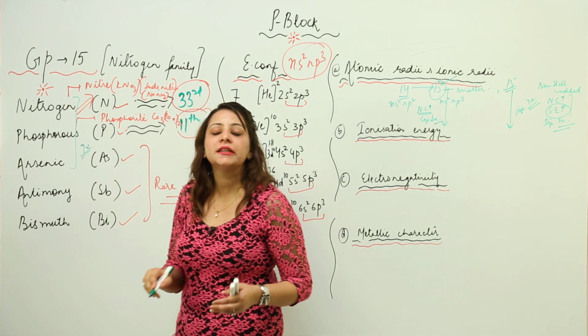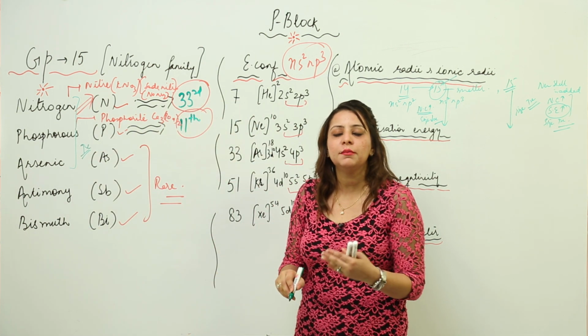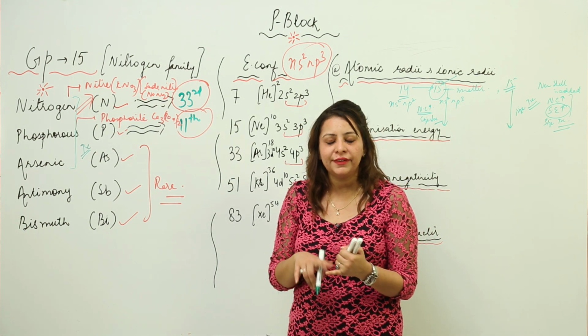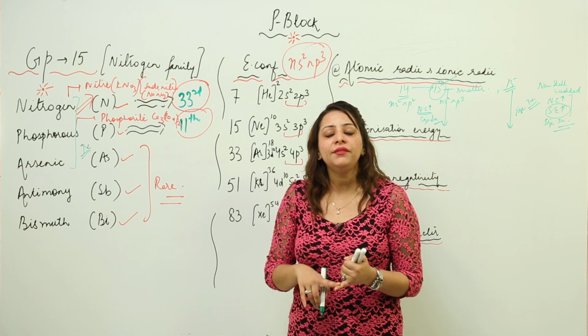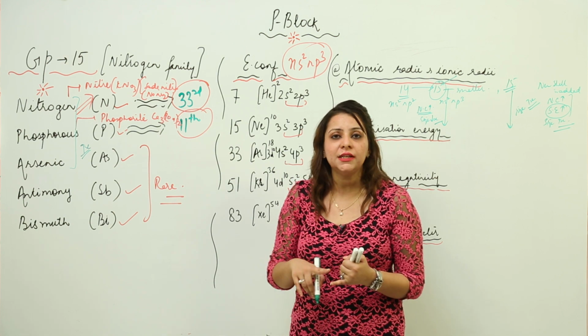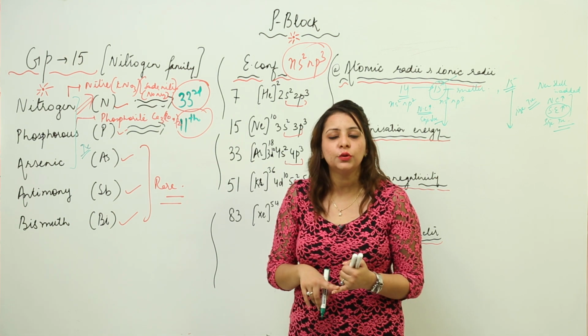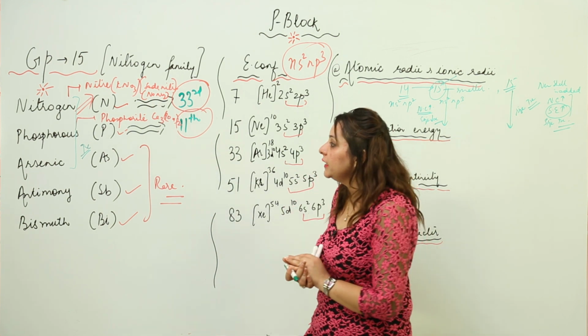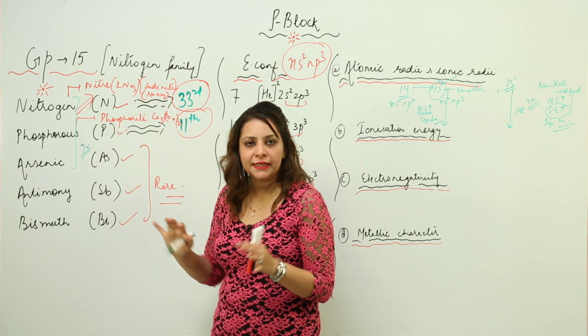The reason being the increase in the number of shells, due to which nuclear charge is also increasing and the shielding effect is also increasing. But the shielding effect is so pronounced that it outweighs the increase in the nuclear charge. So therefore, there is an expansion of the electron cloud. So we see that as we move down, the size increases.